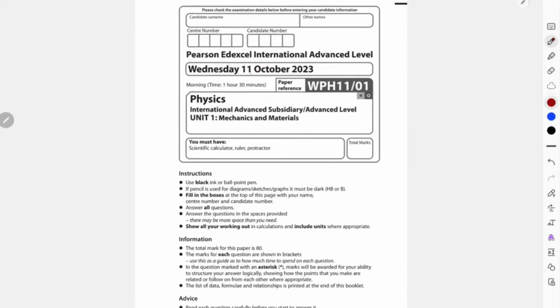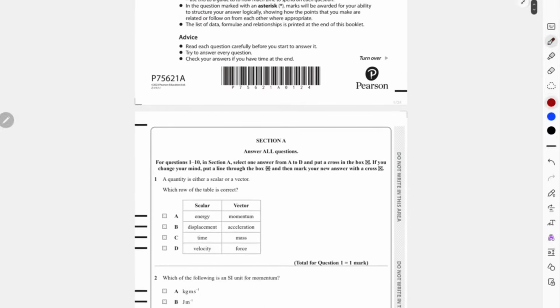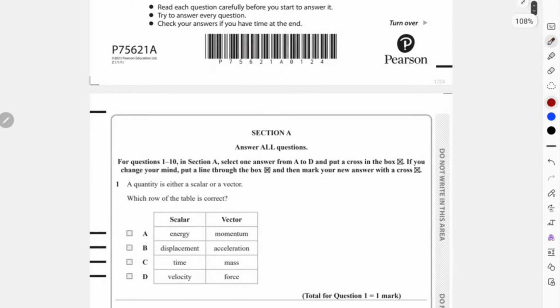So we're going to solve October 2023 of Physics Unit 1. Let's start. So again, this question paper is sectionized into section A and B. Section A contains the MCQs and section B contains your written answers.